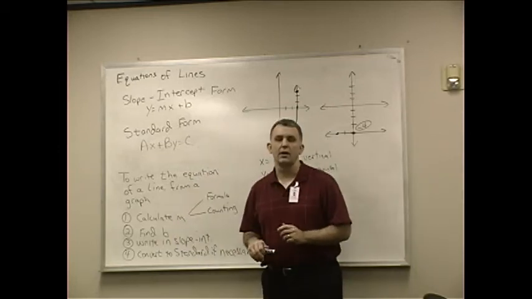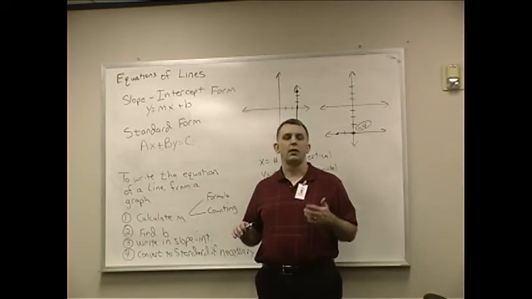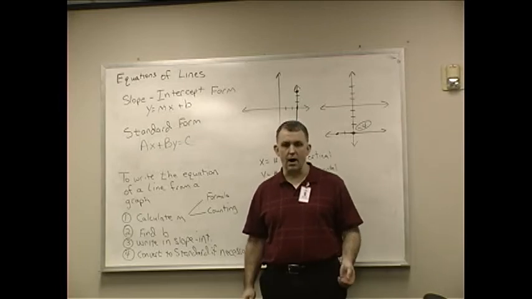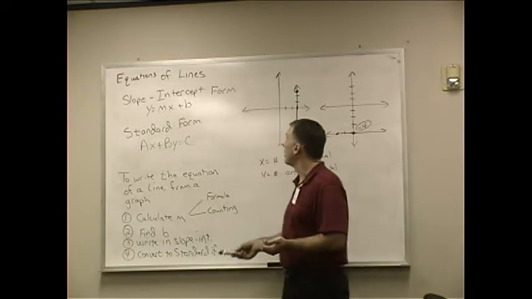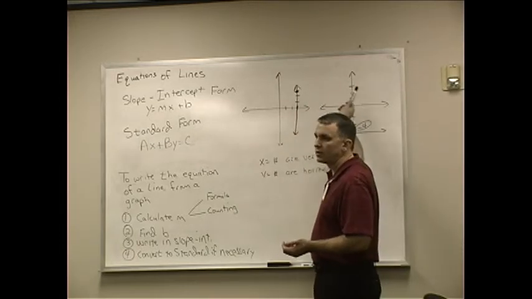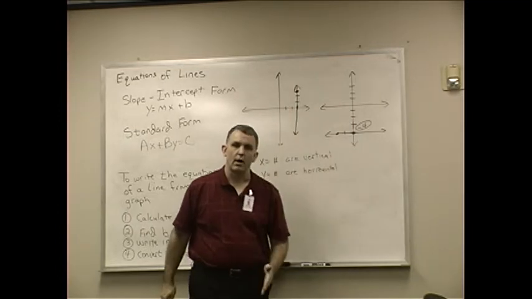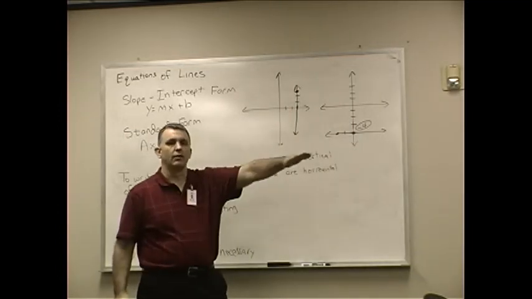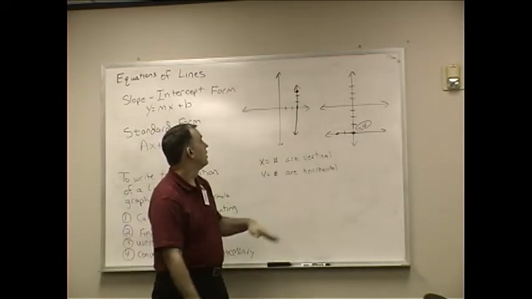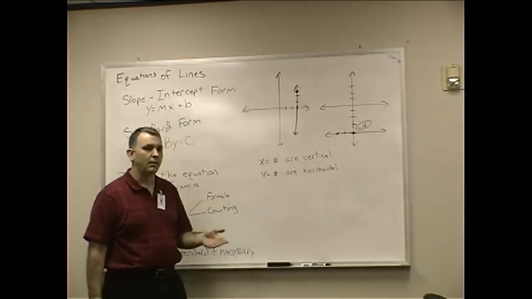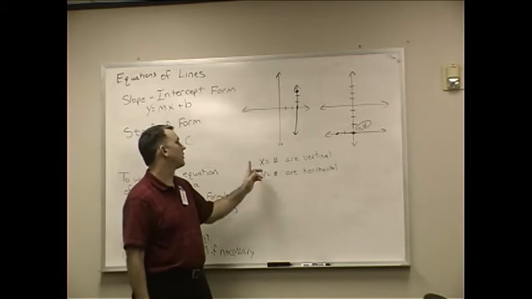One of the things that I didn't talk about in the previous video about finding equations of lines from a graph is horizontal and vertical lines. Vertical lines are the lines that are going straight up and down. Horizontal lines are the lines that are going across. I have two examples up here, but I want to remind you of something that I've taught you previously.